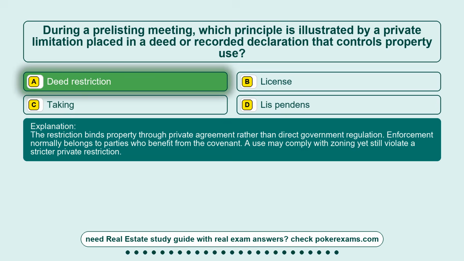The restriction binds property through private agreement rather than direct government regulation. Enforcement normally belongs to parties who benefit from the covenant. A use may comply with zoning yet still violate a stricter private restriction.